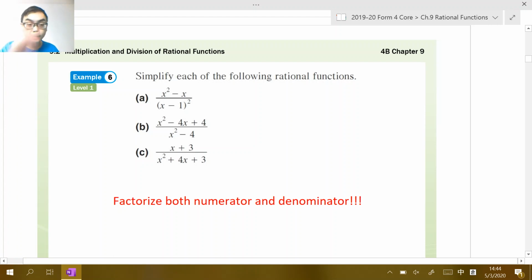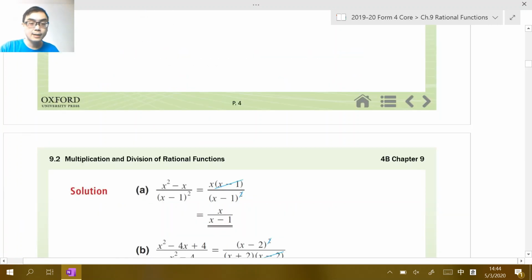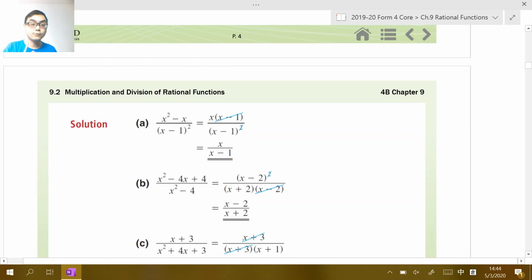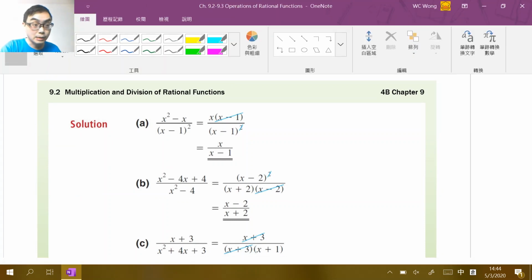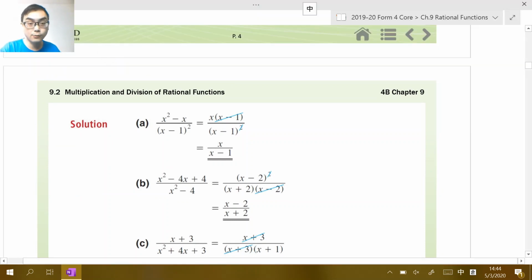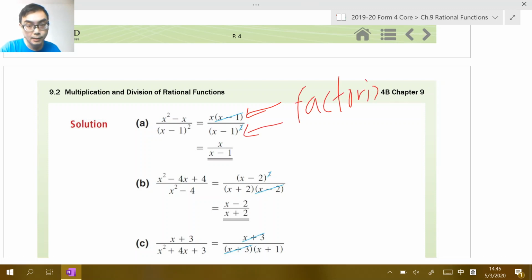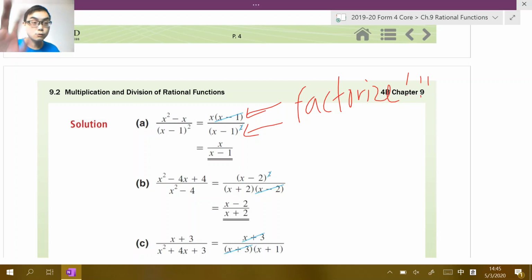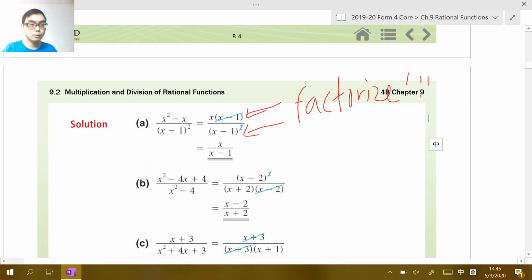So you can see in example 6, no matter what, you should factorize first. For example, in part A, first of all we have to factorize both the numerator and the denominator. After you have factorized, you cross out the common factors just like you simplified fractions before. No big problem, but once again, remember: factorize, factorize, factorize.